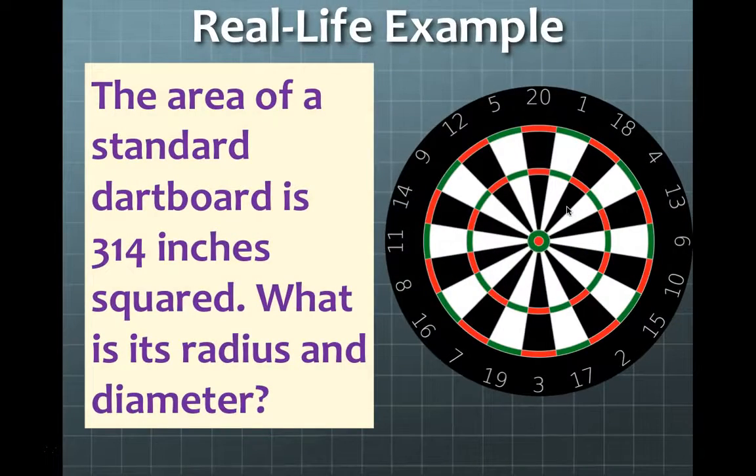Alright, let's go to a real life example. And this is true. The area of a standard dartboard is 314 inches squared. So what is its radius and its diameter? Well, let's solve.